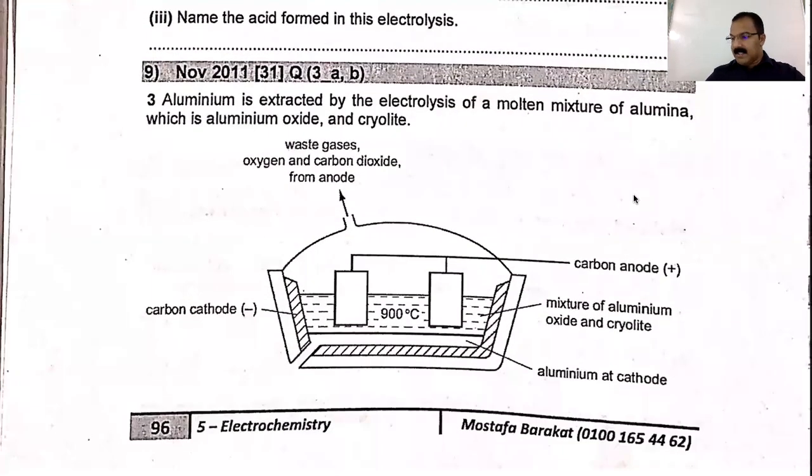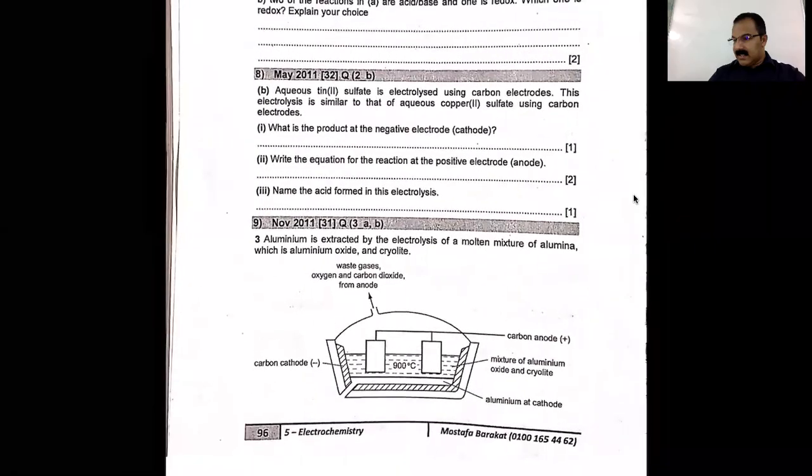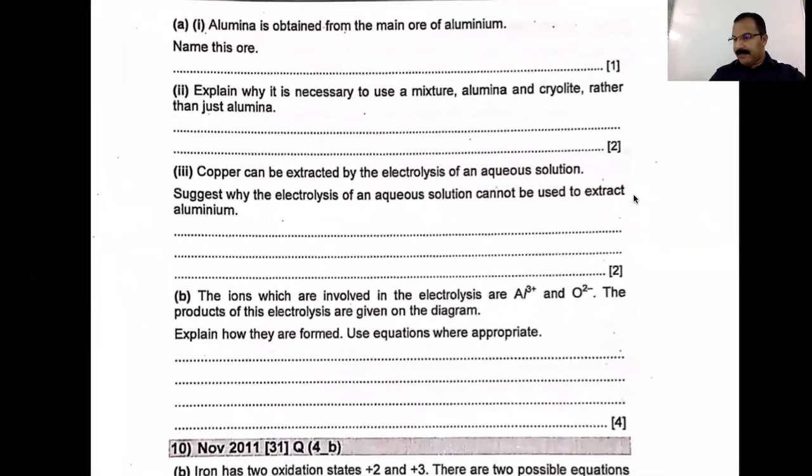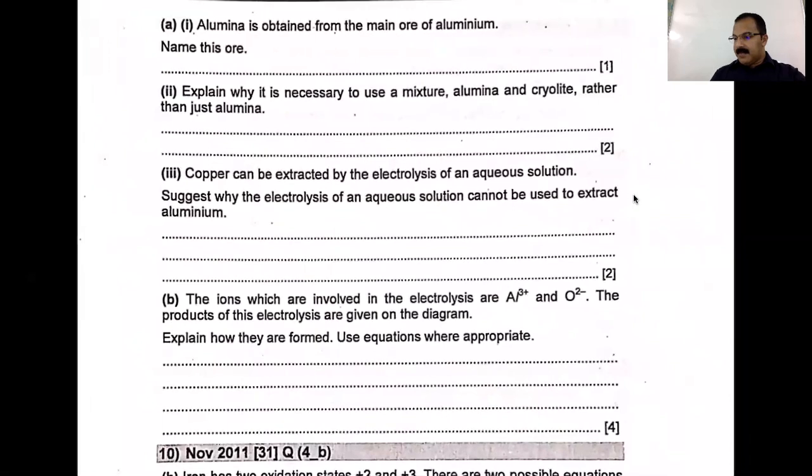Aluminum is extracted by the electrolysis of a molten mixture of aluminum oxide and cryolite. All right, that is the picture for that. Alumina is obtained from the main ore of aluminum. Name the ore of aluminum. All right, bauxite. That's a straight question.